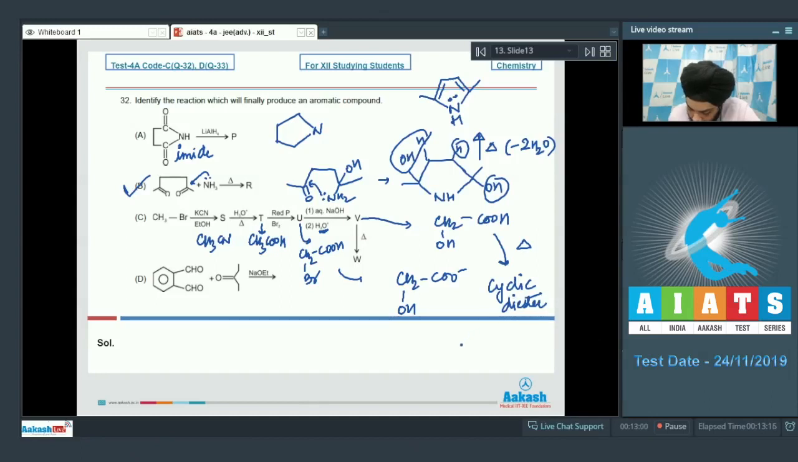Okay, so we're going to get the formation of a cyclic diester as shown. So a 6-membered ring is going to be formed over here. So this compound is also not aromatic, students. This is the major compound W which was obtained.